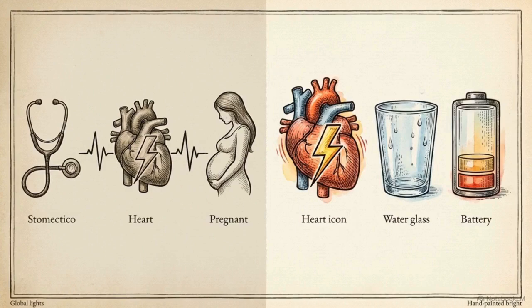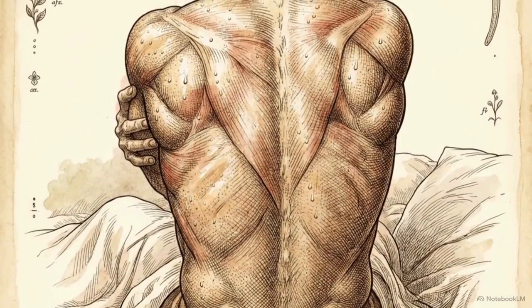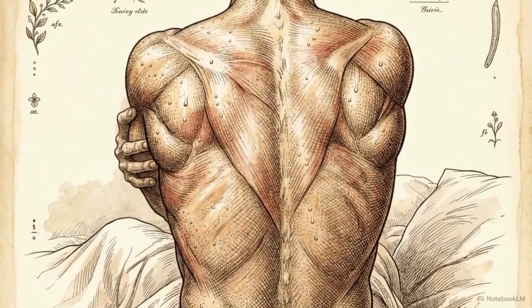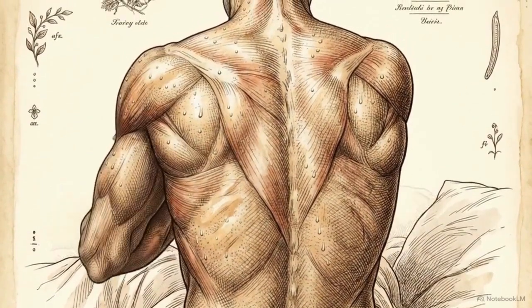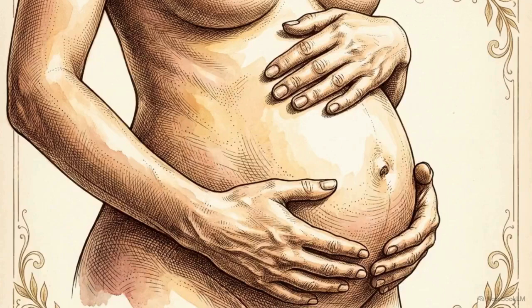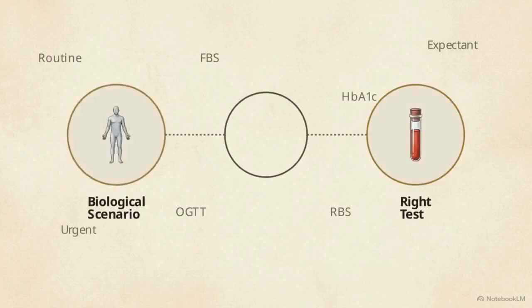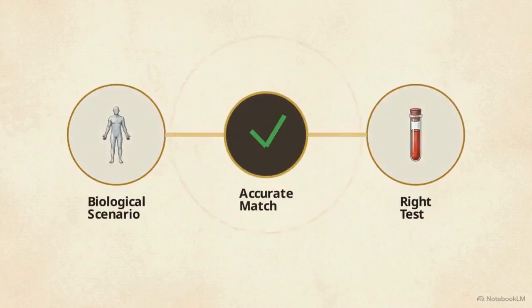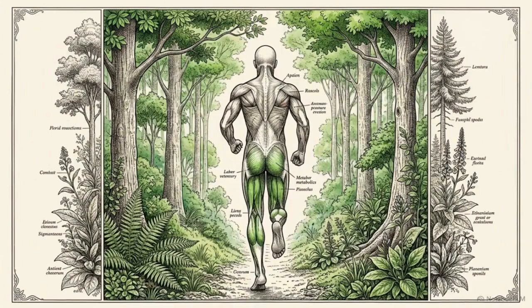This is the urgent warrior profile, someone currently experiencing sudden extreme thirst or deep fatigue. If you are experiencing active symptoms, do not wait 12 hours to fast. Go get an RBS test immediately. And if you fit the expectant mother profile, your doctor will actively schedule you for an OGTT to protect both you and your baby against gestational diabetes. Correctly matching your biological scenario to the right test ensures you get accurate, usable answers without wasted effort. Do not wait for physical symptoms to appear before taking action on your metabolic health.